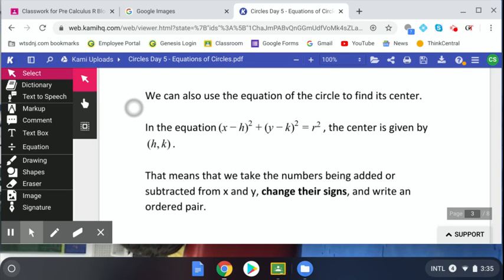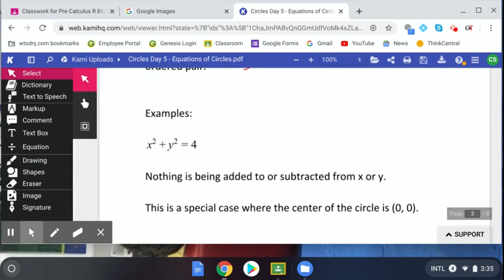Another piece of information you can pull out from the equation of the circle is where the center is. Like I said before, the x and y coordinates of the center are h and k. This means that we take the numbers being added or subtracted from x and y, change their signs, and then write the ordered pair. In this example, x squared plus y squared equals 4. Nothing is being added or subtracted from x or y, so the center is at 0, 0.